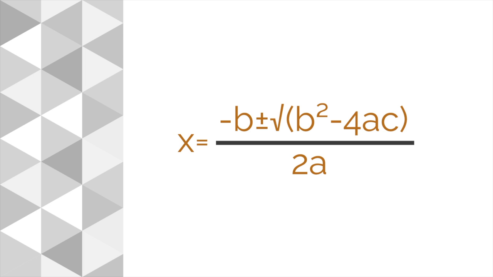The quadratic formula used to factor quadratic equations is known as x is equal to negative b plus or minus the square root of b squared minus 4ac, with all of that divided by 2a. To use this formula, you have to plug in the numbers in the equation into the formula. This may sound super confusing, so let me demonstrate.